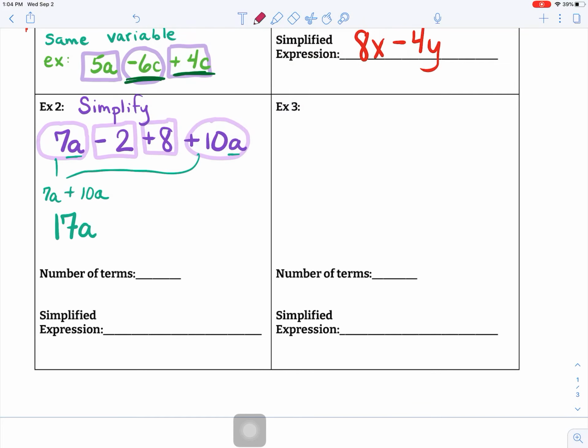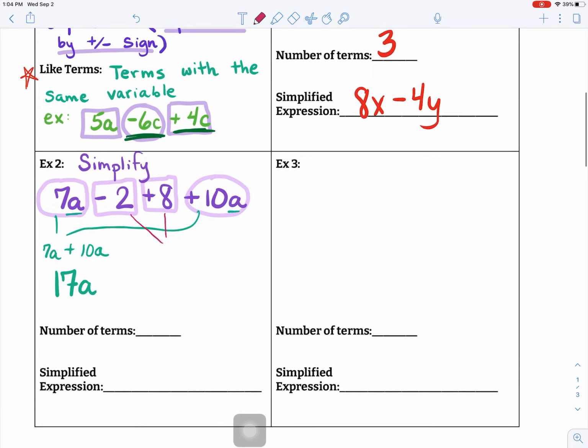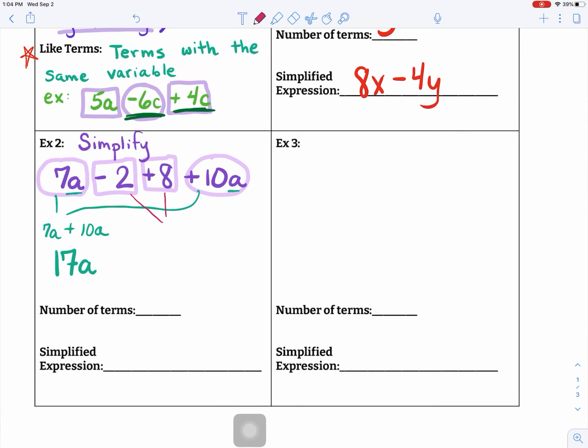Now, the next part here is going to be really important that you write very carefully. So both of these are numbers that don't have a letter attached to them. And that means they're like terms, right? Because if you think about the definition of like terms, it's terms with the same variable. Well, this has no variable, just like this has no variable. And when you think about it, this is like back to the good old days of math class before there were letters, right? I've got a 2 and an 8.